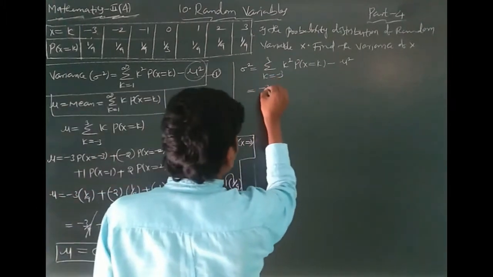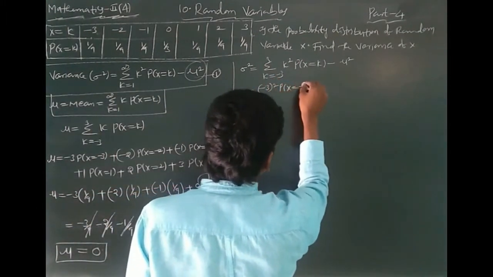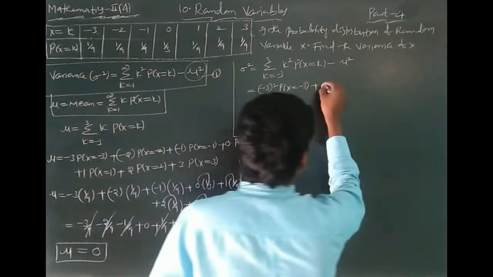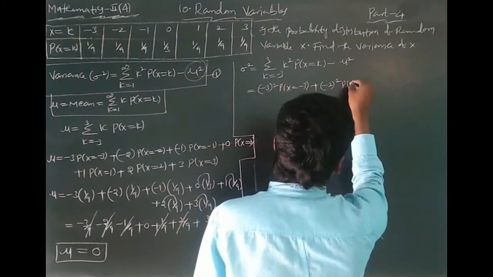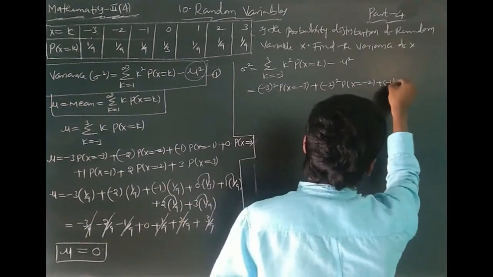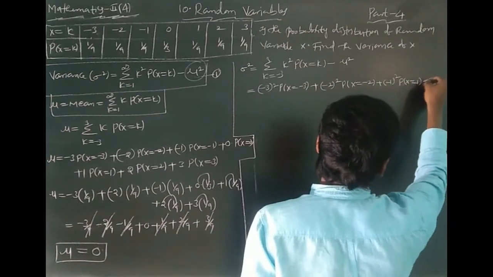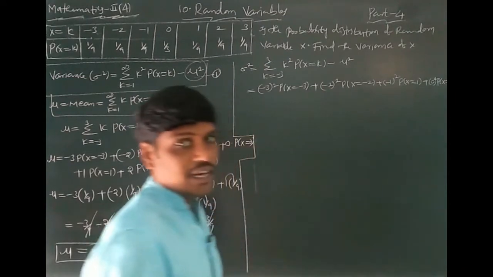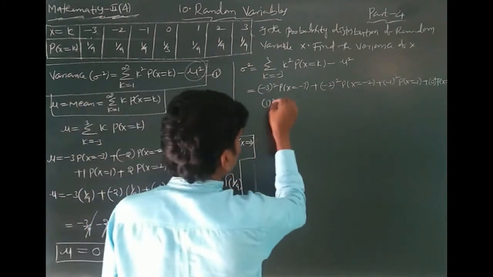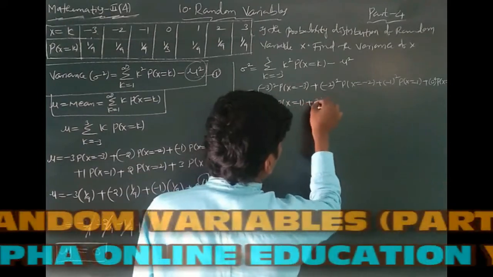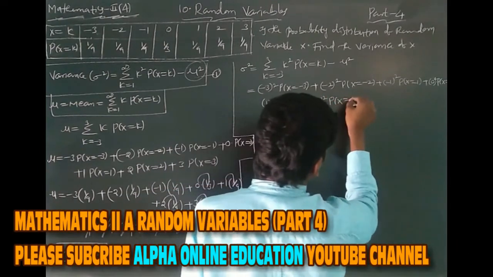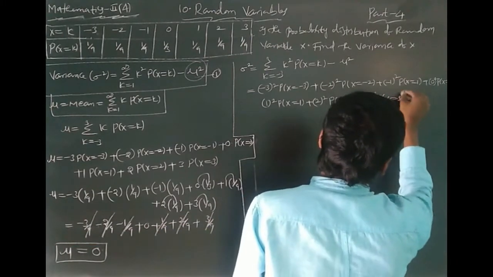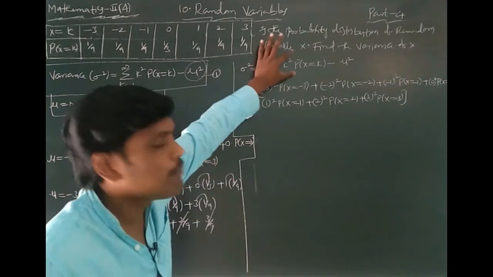You can write minus 3 square into p of x equal to minus 3, plus what is the next term? Substitute x is equal to k equal to minus 2. Minus 2 square into p of x is equal to minus 2, plus minus 1 square into p of x is equal to 1, plus 0 square into p of x equal to 0. Understood or not? Next, 1 square into p of x is equal to 1, plus 2 square into p of x is equal to 2, plus 3 square into p of x is equal to 3. This is the total value of the first term.